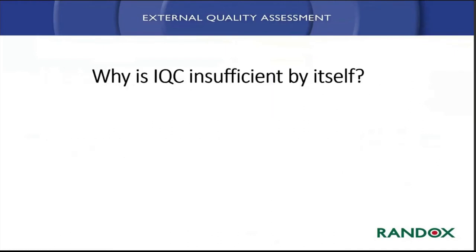So let's ask the question, why is IQC or internal quality control insufficient? Most labs, if not all labs nowadays, are very familiar with running internal quality control. But there are still different variations in this. How often do you run controls? How many levels do you run? How frequently, or what rules should you set to determine if your system is in control or not?